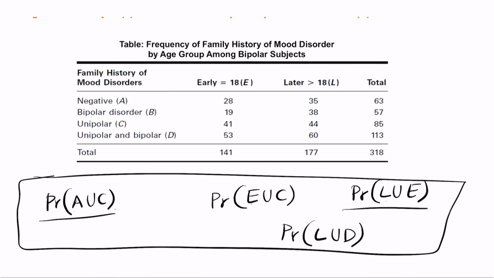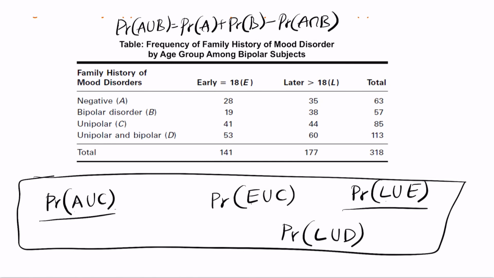So try using this as a pattern and try to find each of these values. Remember the formula. The common formula is probability of A union B is probability of A plus probability of B minus probability of A intersection B. So pause the video right here and try to solve these 4 problems.